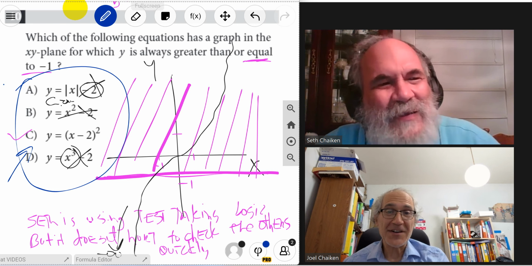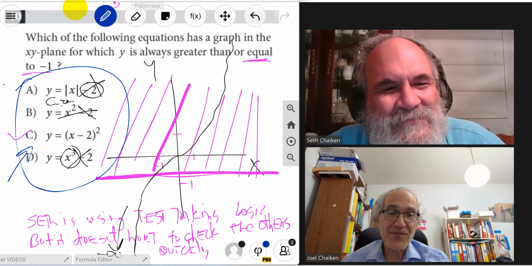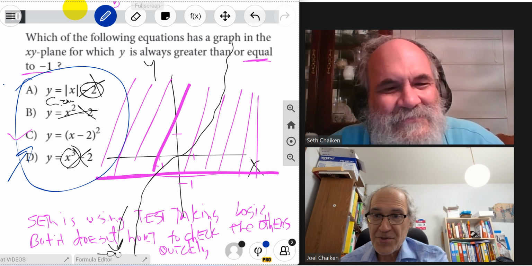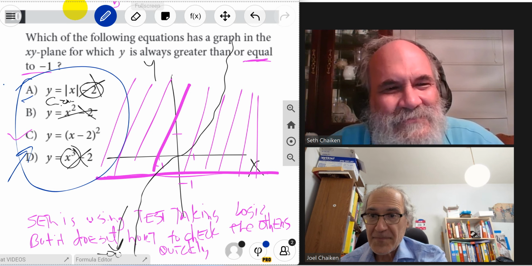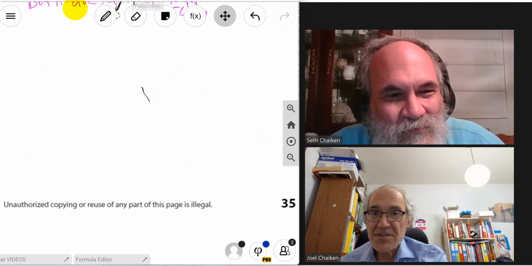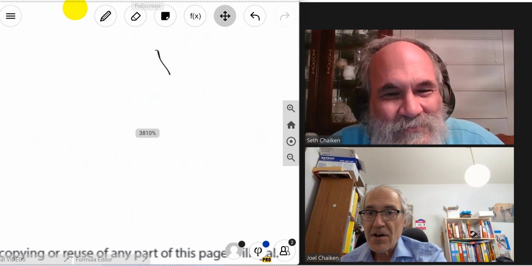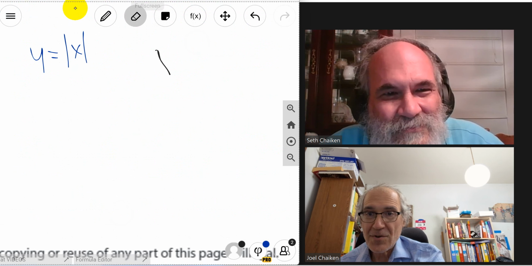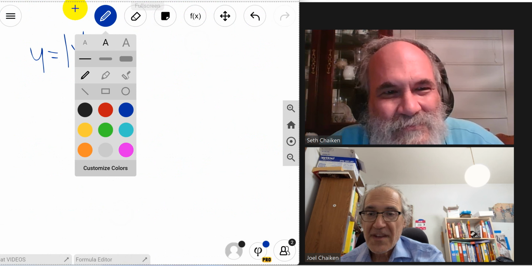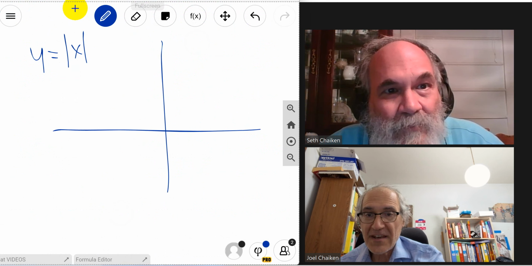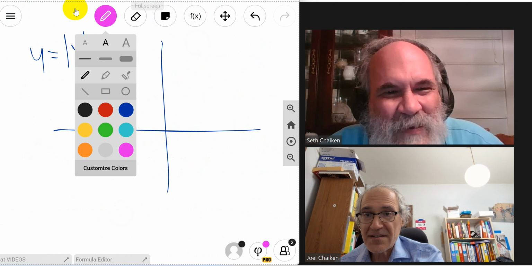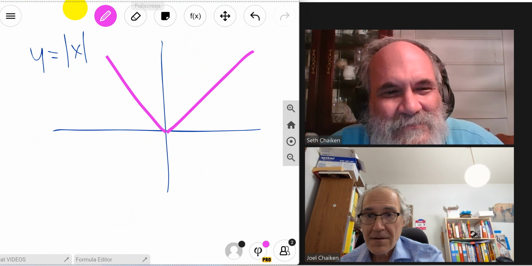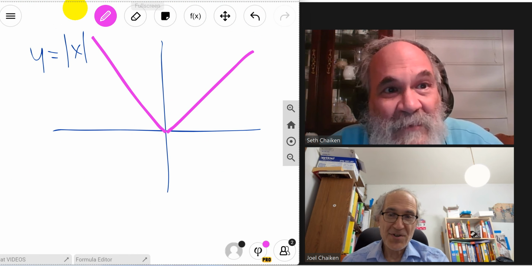Well, this is the way it's taught now. You have these parent functions, and these are 3 of them. So you're supposed to know that y is equal to the absolute value of x is the absolute value function, and its graph goes like this. That's called the parent function.